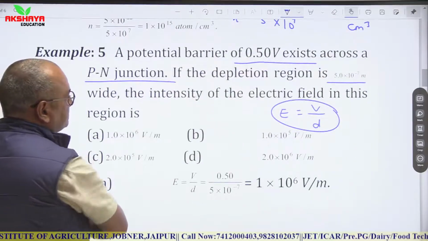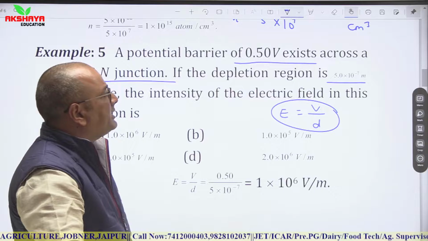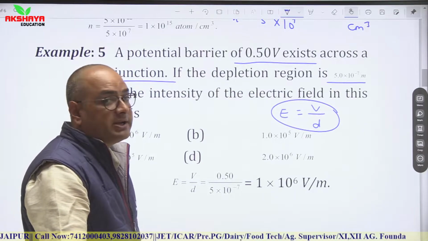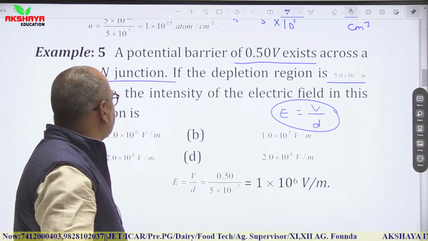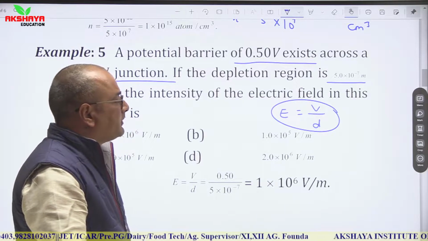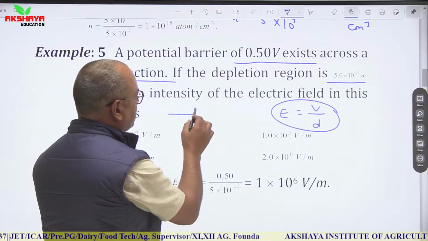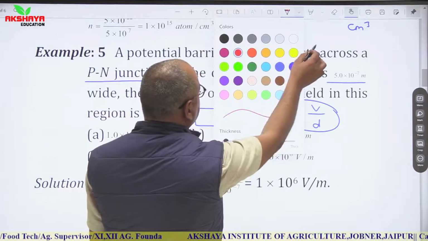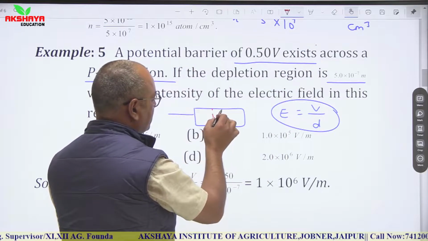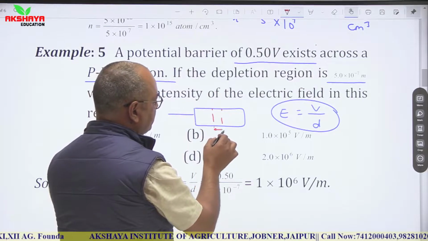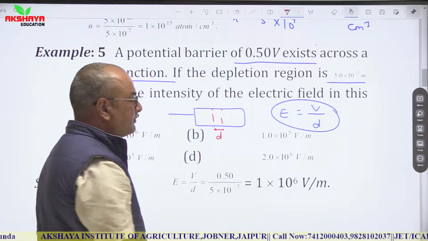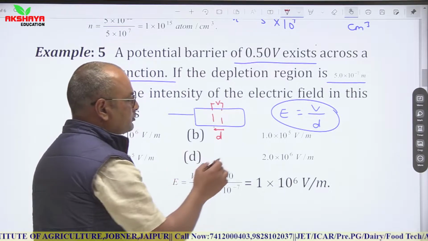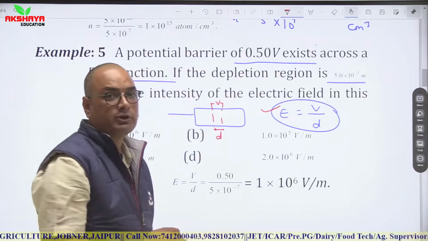Now see the next question. We are given a potential barrier of 0.50 volt across a PN junction, and the depletion region is 5 into 10 to the power minus 7 meter wide. We need the intensity of the electric field. Let us say this is a PN junction and the width of the depletion layer is like this. Its width is generally represented by D, and a potential difference V is produced between its ends. So the electric field will be E is equal to V upon D.